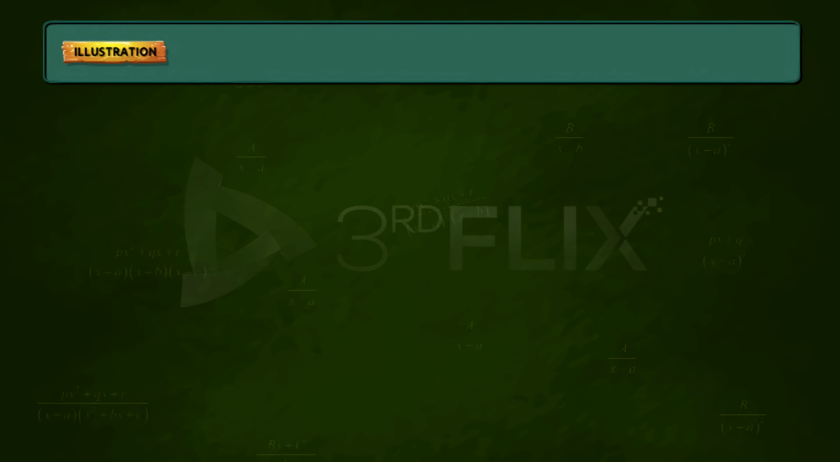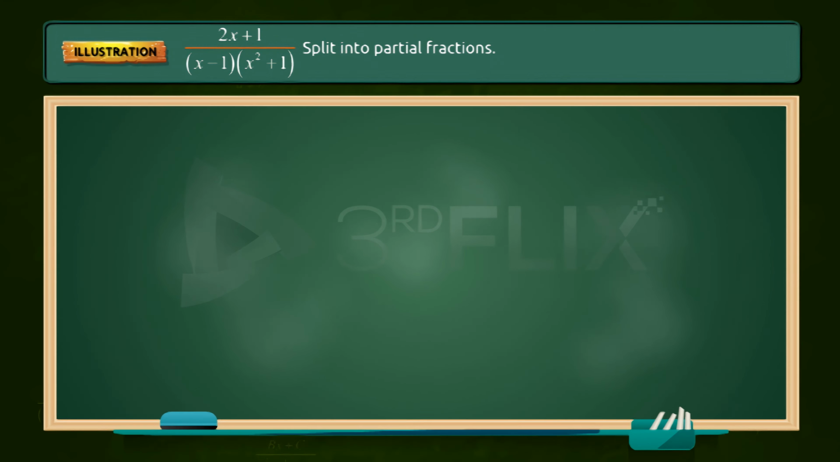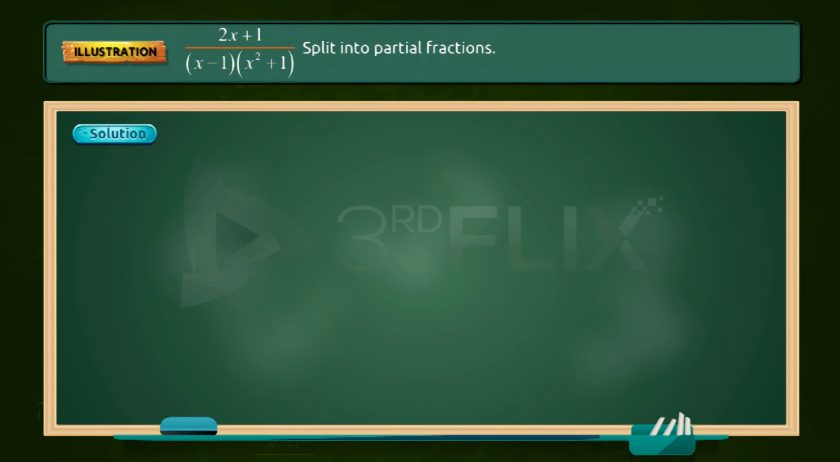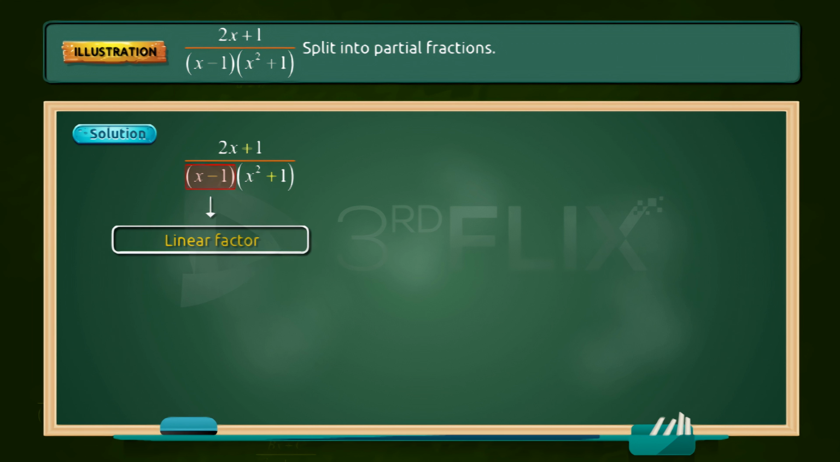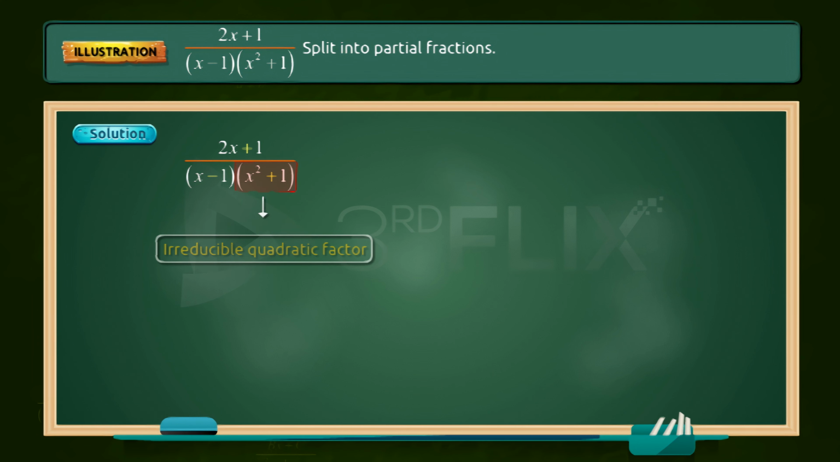Illustration. 2x plus 1 whole divided by x minus 1 into x square plus 1, split into partial fractions. Solution. Let us take down the given fraction. The denominator contains the factor x minus 1, which is a linear factor, and the factor x square plus 1, which is an irreducible quadratic factor.